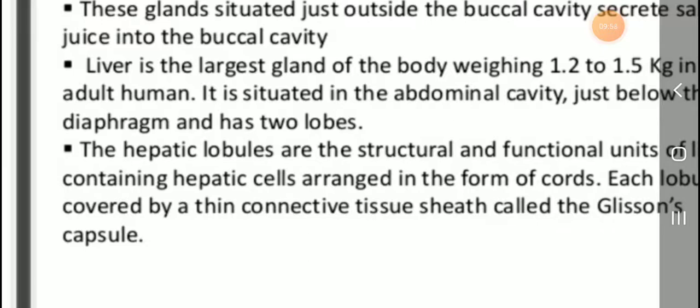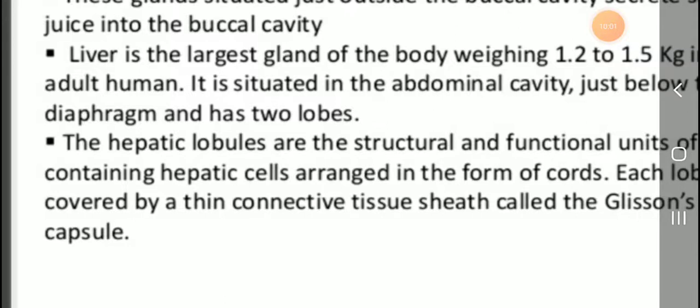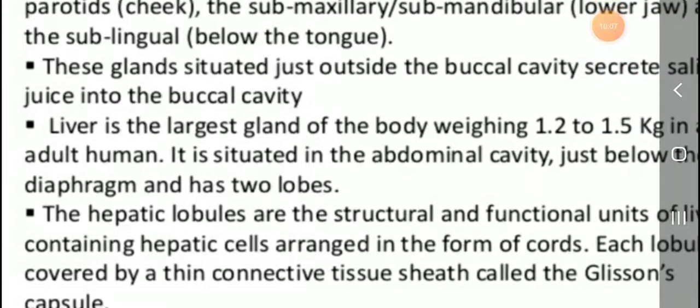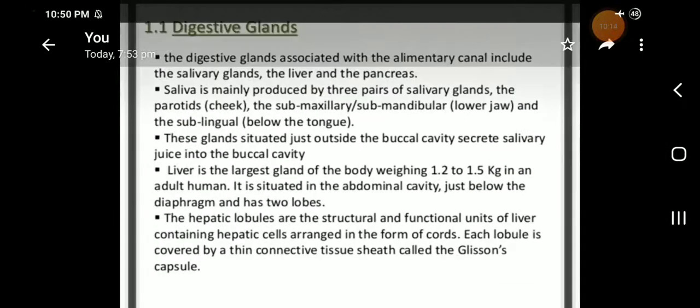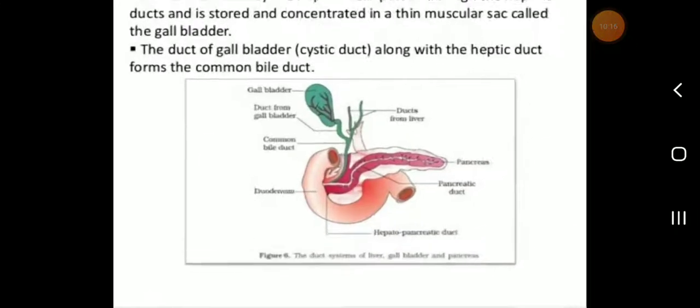It is located in the abdominal cavity just below the diaphragm and has two lobes. The hepatic lobules are the structural and functional units of the liver, containing hepatic cells arranged in the form of cords. Listen, these are the digestive glands.